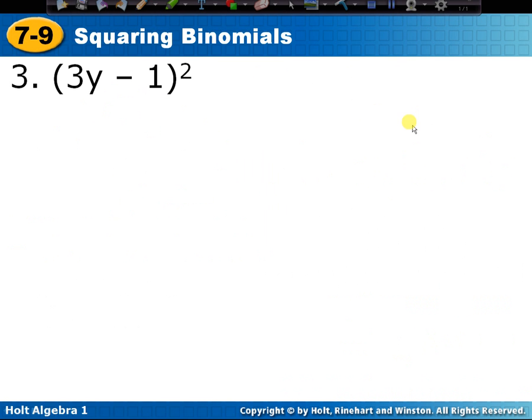All right, on number 3, go ahead and write down 3y minus 1 squared. And go ahead and pick a method and try this one on your own, and then we're going to show you the work and let you check your answer.